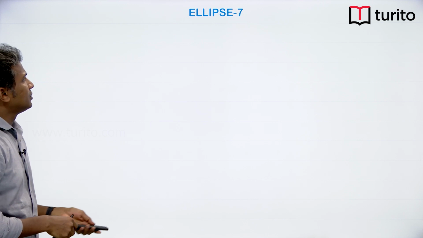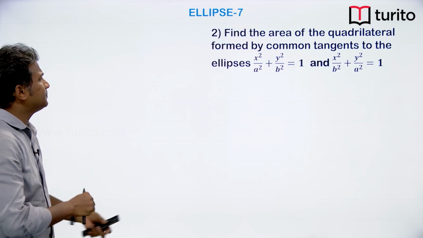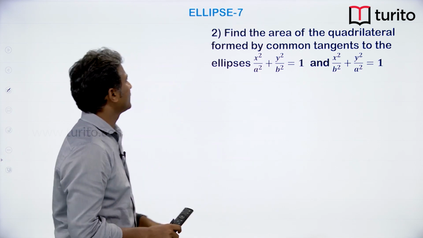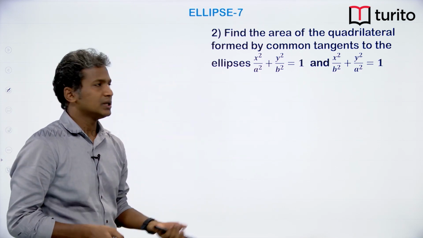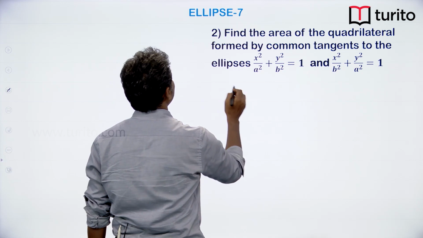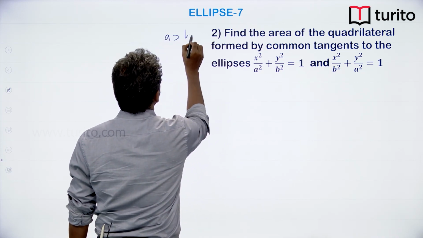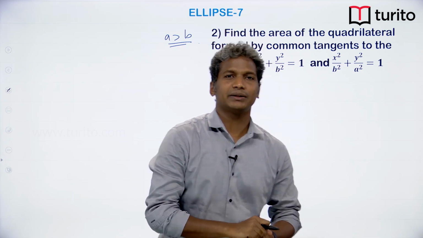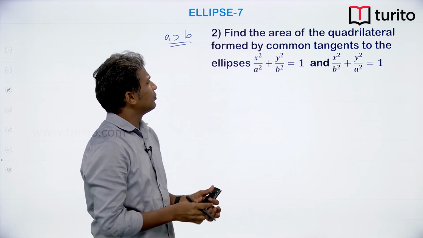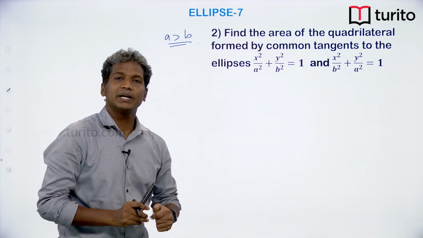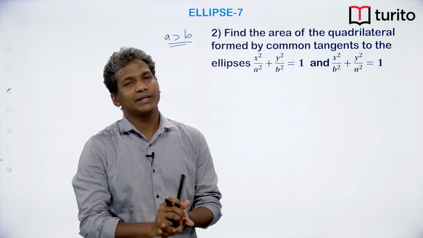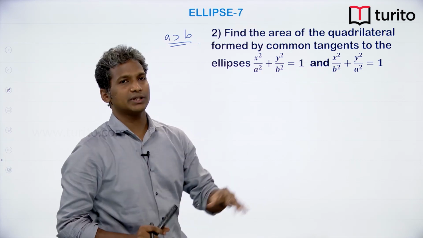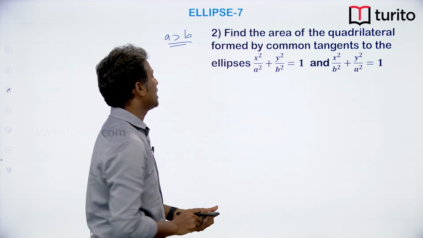Okay. So, now let us solve this problem. What is given? Find the area of the quadrilateral formed by common tangents of these. Now, without loss of generality, let us assume that a is greater than b. Even if you assume that b is greater than a, it does not matter. Now we want to find the equations of common tangents and hence the quadrilateral. So, algebraically if we want to find common tangents, what is the procedure? We have just learned the algorithm.